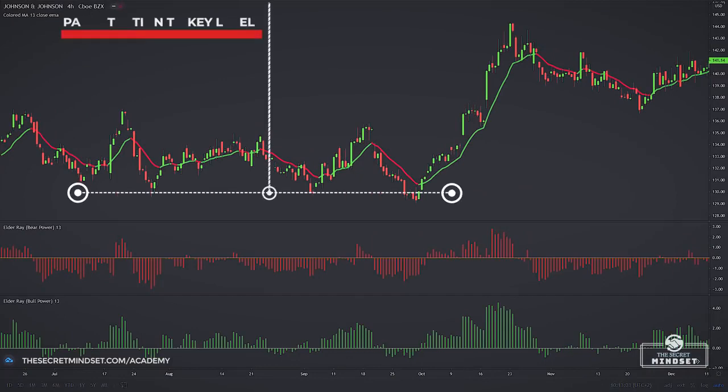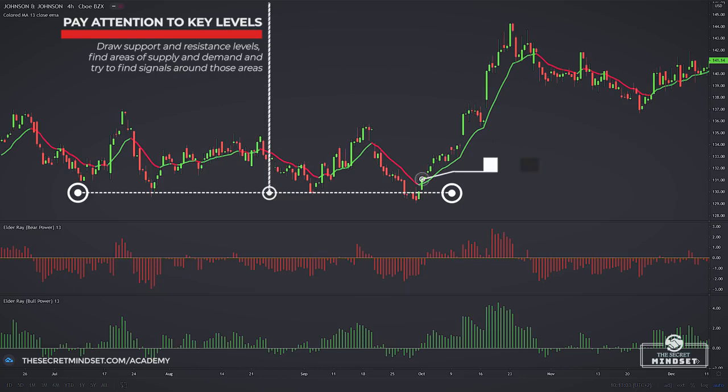While the combination of bull's power, bear's power, and the EMA reveals useful information about the market, the Elder Ray system is best used with other forms of technical analysis. So draw your support and resistance levels, find areas of supply and demand, and try to find signals around those areas. This will allow you to gain a deeper understanding of what is happening in the market by considering wider aspects of data.